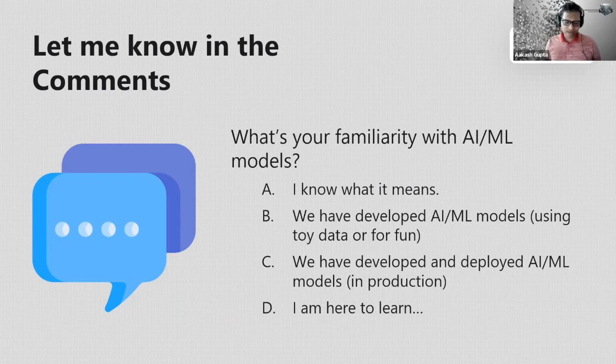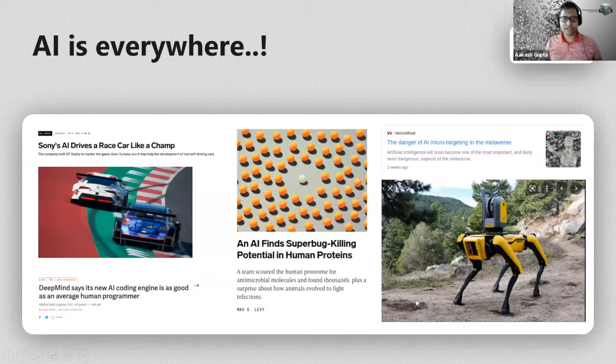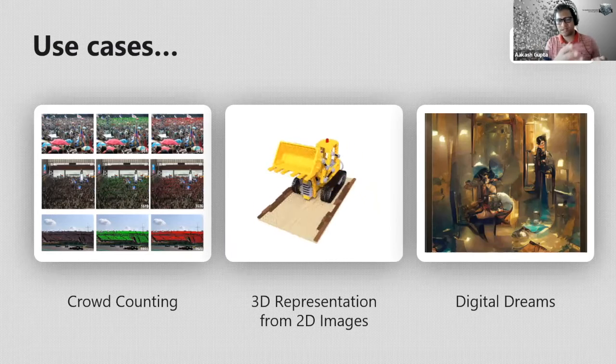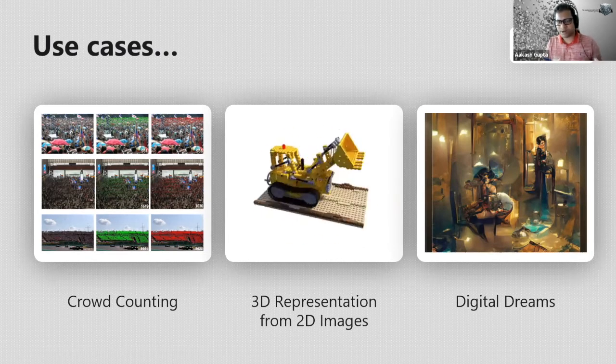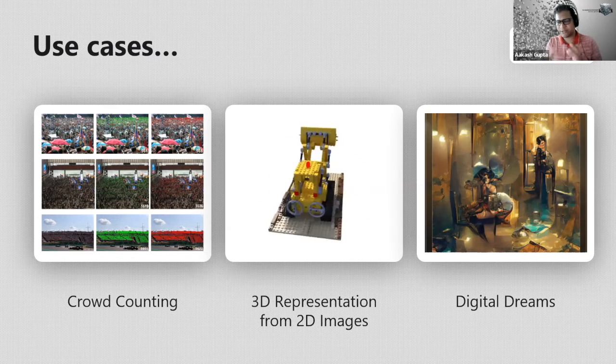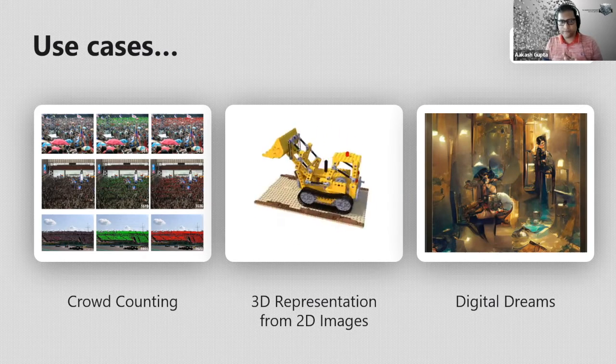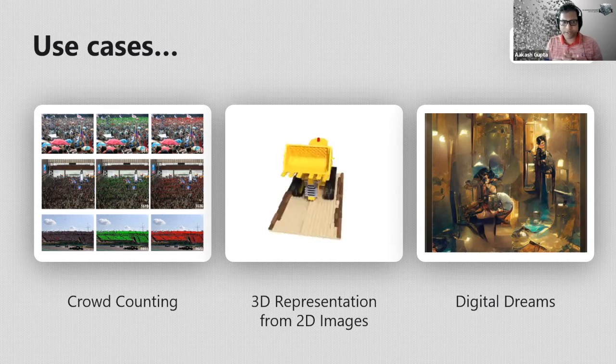So, as Carl said, if you look at the popular media, you'll see that AI is everywhere, from driving cars to finding superbugs and vaccines, or running these beautiful robots. There are a lot of use cases out there. Some that my team works on are counting the people in a crowd, creating 3D representations, or creating generative art. Some of the papers that we have submitted are on generative text material.